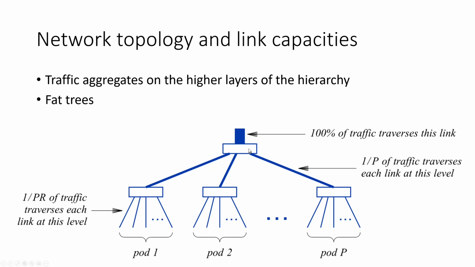So one constraint that this imposes on our data center topology is that we will need a lot of bandwidth at the top of the topology. This topology is usually referred to as a fat tree. We have fat links in the middle of the tree, and they get bigger as we go up.